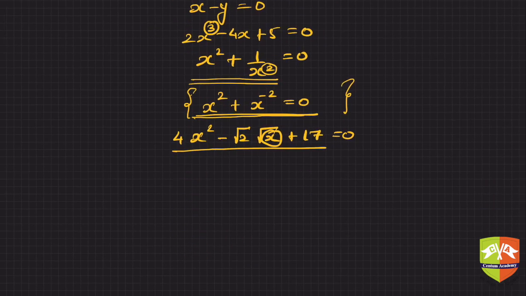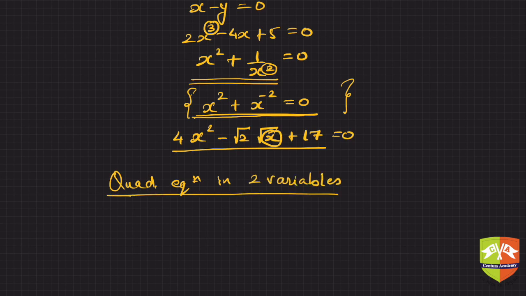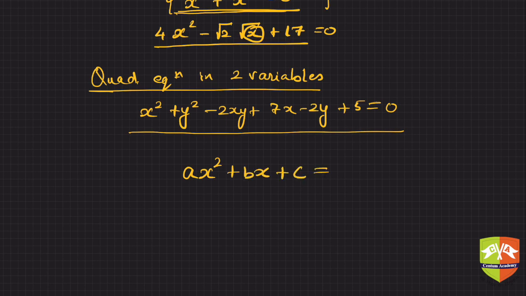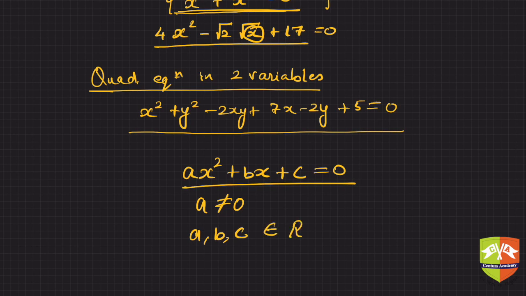Now, a quadratic equation could be in multiple variables also. A quadratic equation in two variables will be of the form x² + y² − 2xy + 7x − 2y + 5 = 0. So this is a quadratic equation in two variables. Similarly, multiple-variable quadratic equations are also possible, but we are going to study quadratic equations of the form ax² + bx + c = 0, a ≠ 0, where a, b, c are all real numbers. In the subsequent session, we'll see how to solve quadratic equations and other associated properties. Thank you.